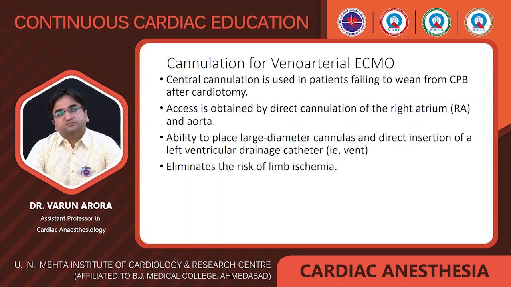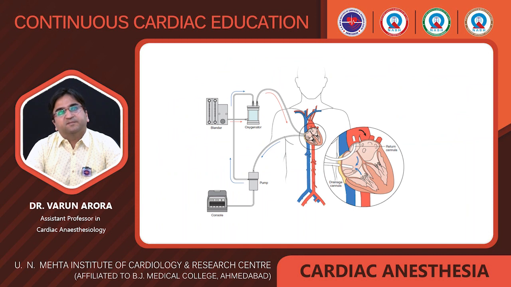Now coming to the cannulation for VA ECMO, central cannulation is used in patients failing to wean from CPB after cardiotomy. Access is obtained by direct cannulation of the RA and aorta, with the ability to place a large diameter cannula and direct insertion of an LV drain catheter, that is LV vent. The benefit is that it eliminates the risk of limb ischemia.